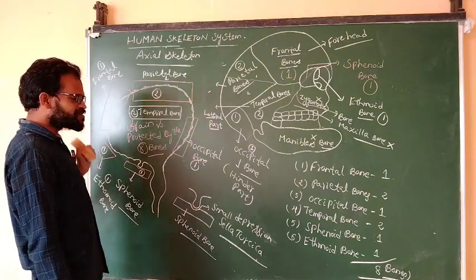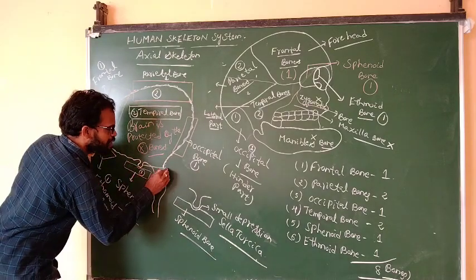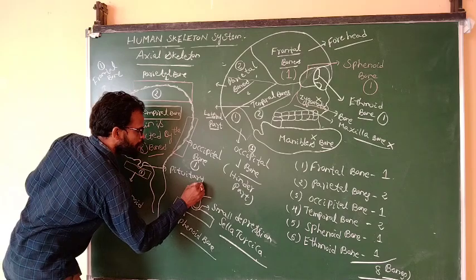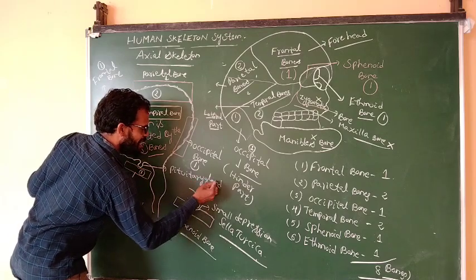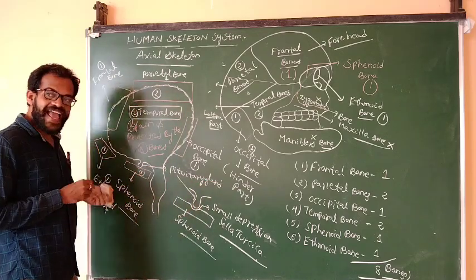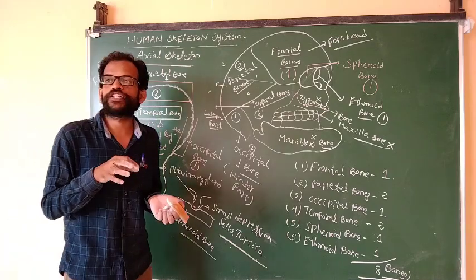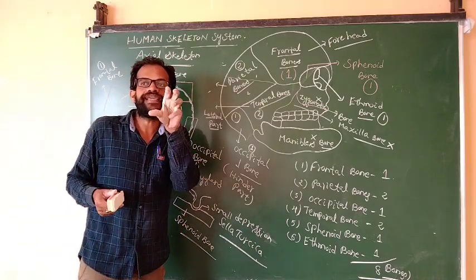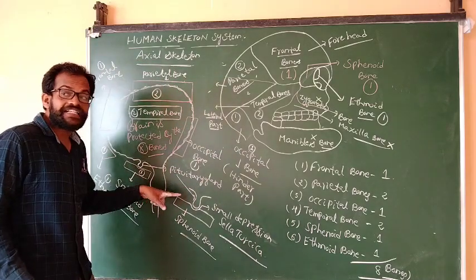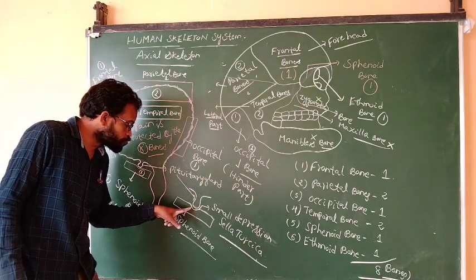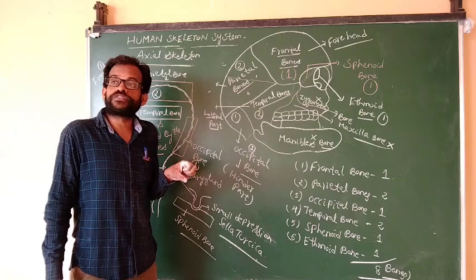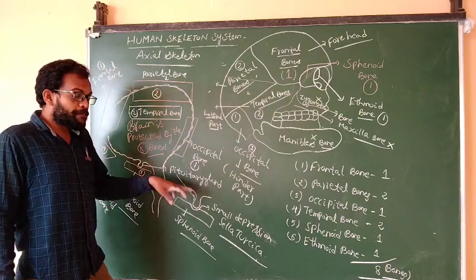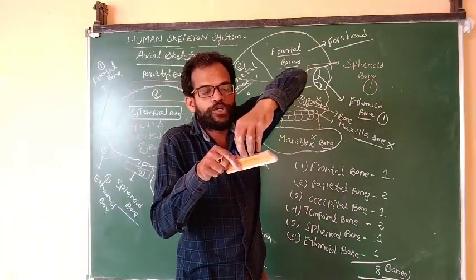Sella turcica. What is the meaning of this sella turcica? It is nothing but the place of the pituitary gland. The pituitary gland is located and occupies the small depression of the sphenoid bone.